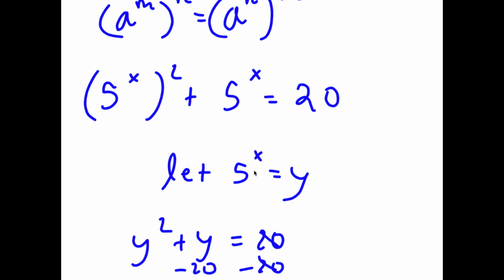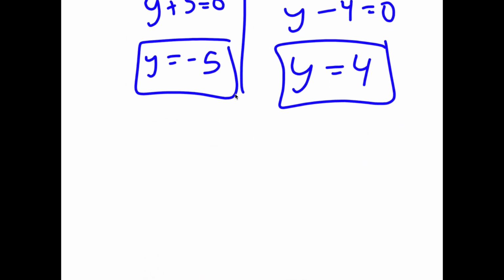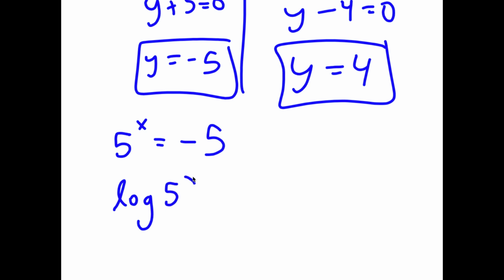So now remember how we set 5 to the power of x equal to y. So now that we have our value of y, let's first start off with 5 to the power of x is equal to negative 5. I'm going to start by taking the log on both sides. So I have log 5 to the power of x is equal to log negative 5.